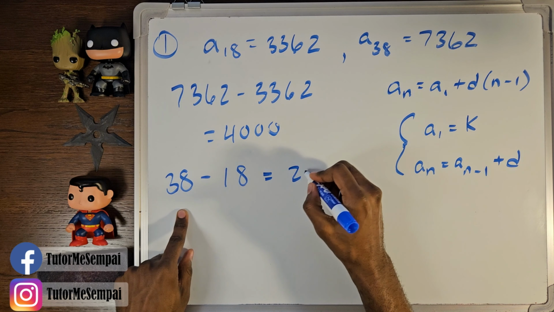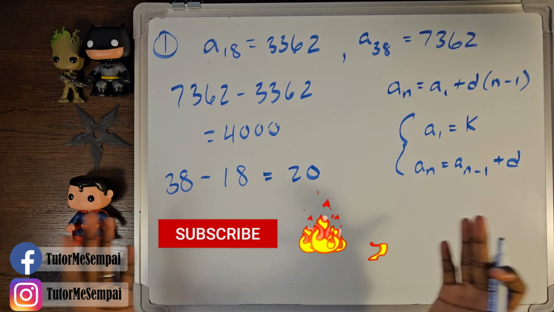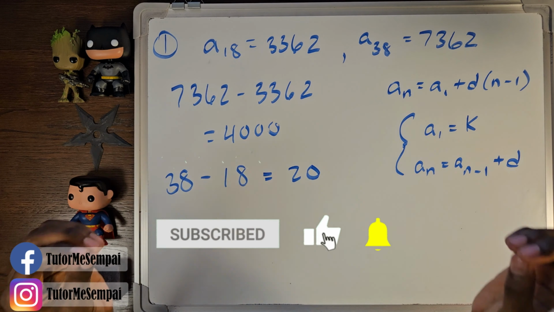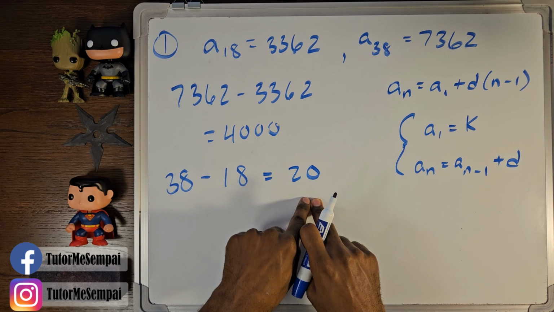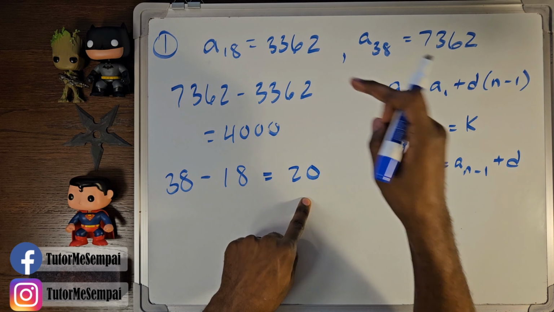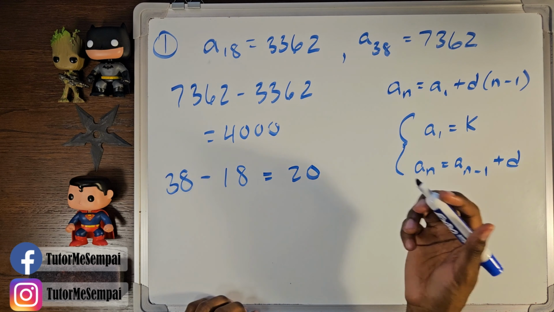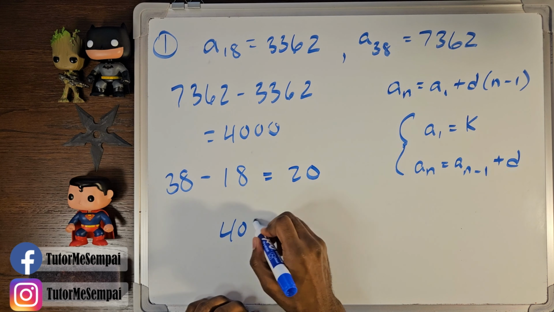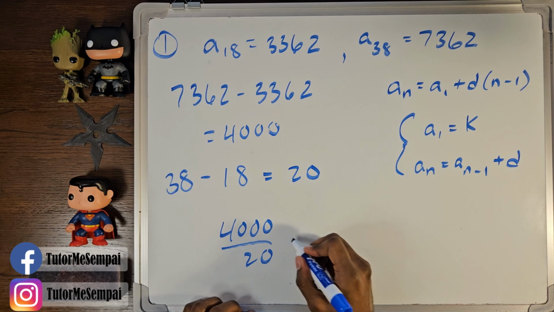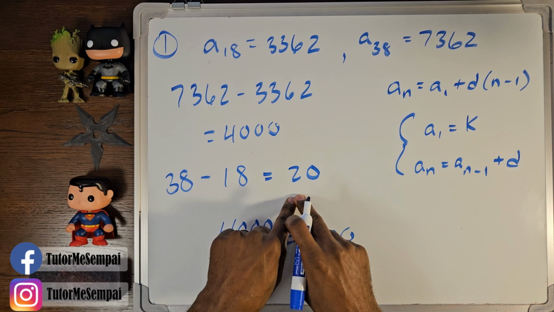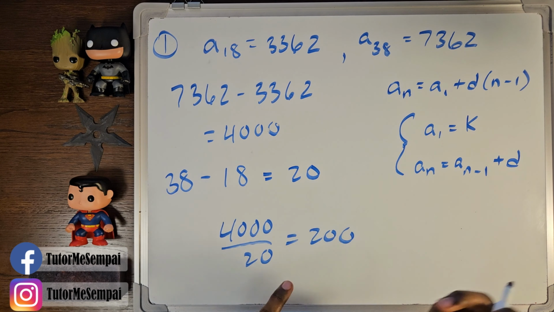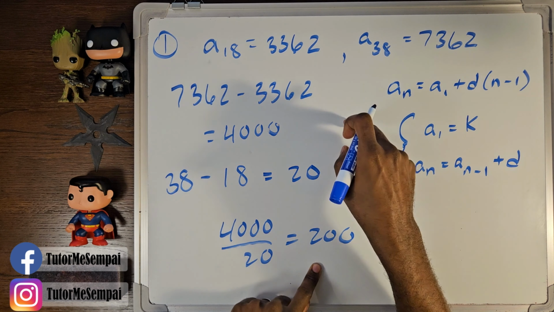And this is going to be 20. Now that we have both of these, we can divide our 4,000, our total distance, our total value that was added to our 18, by 20, the number of hops it took to get from 18 to 38. And by doing that, 4,000 over 20 gives us 200.